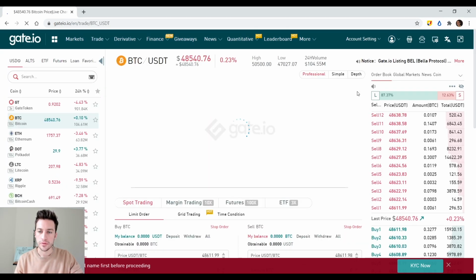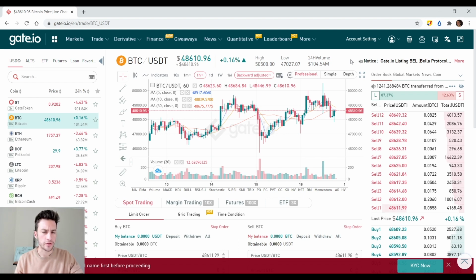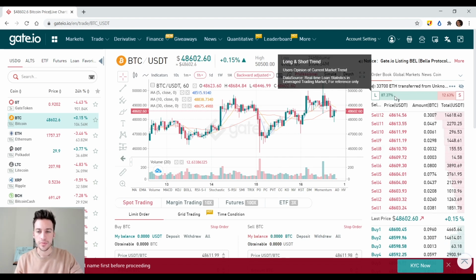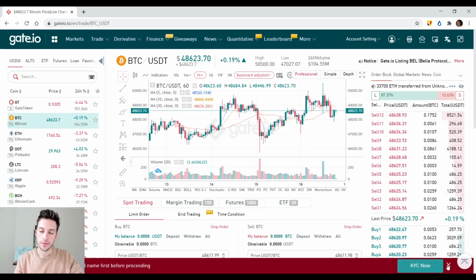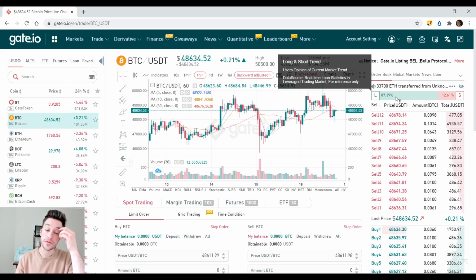So let's go to Spot. One of the first really cool features I think that they have, I don't know much about this, but it immediately attracted me to this site. Long and short trend. It says it's the user's opinion of current market trend based on loan statistics in a leverage trading market. And this actually goes perfectly in line with what I talked about in a previous video about cryptocurrency loans, and how bullish or bearish people were based on loaning data. I thought that was pretty cool.